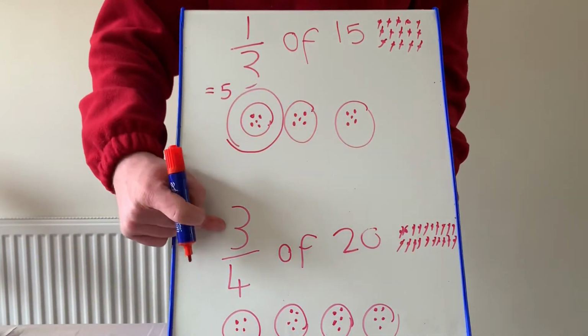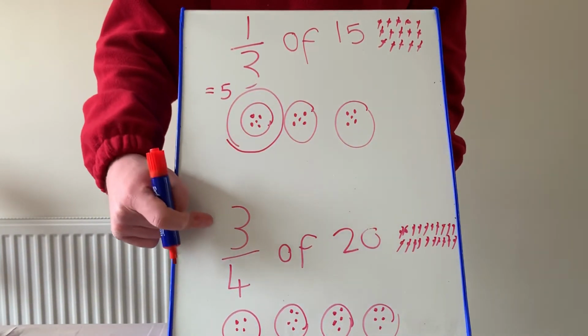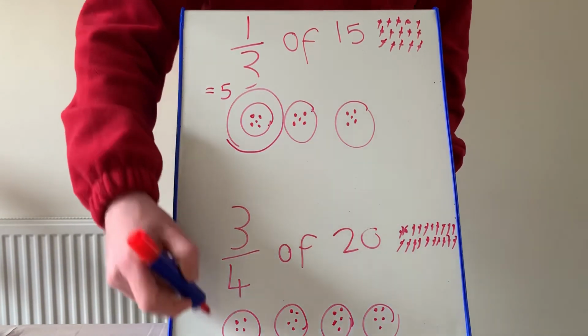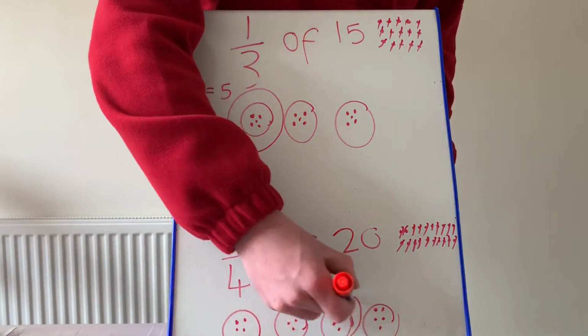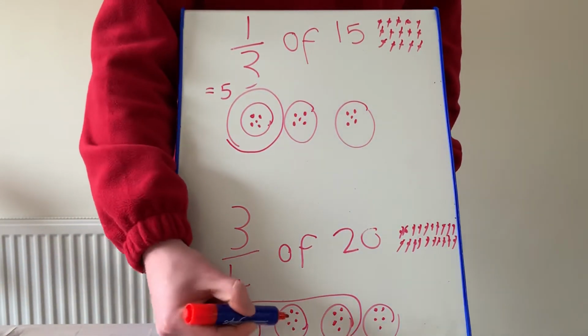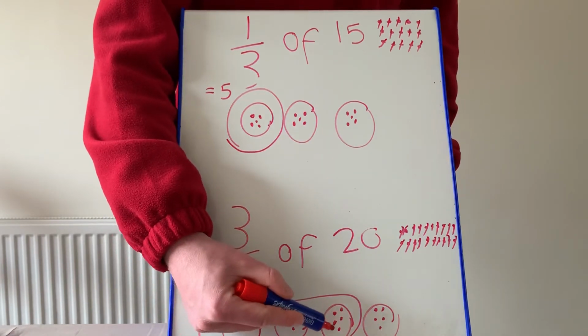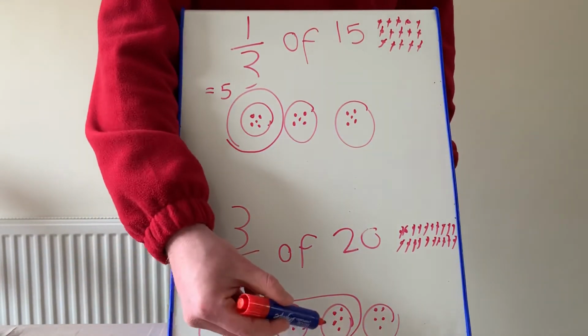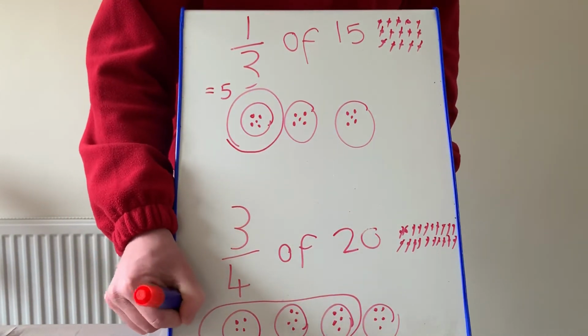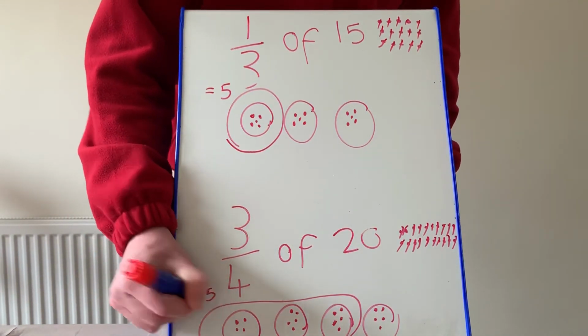Remember, I'm looking at my numerator now, my top number, and I'm going to find how many dots are on 3 plates. Okay, so 1, 2, 3, 4, 5, three times. 5 add 5 add 5 is 15. 5 times 3 is 15. So my answer is 15.